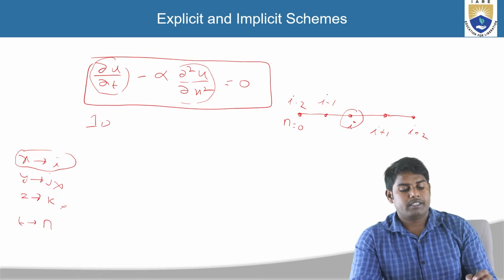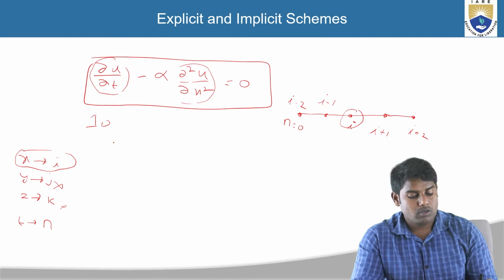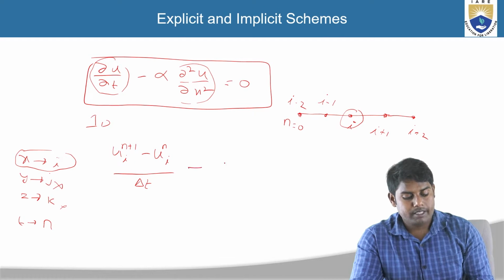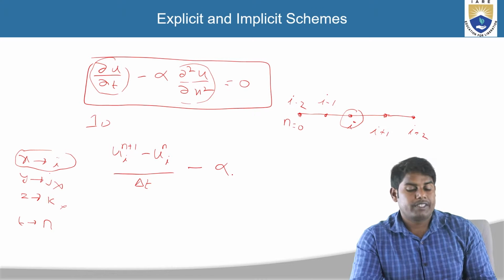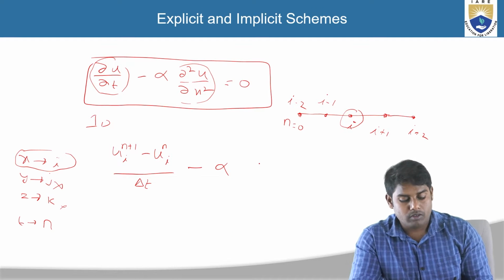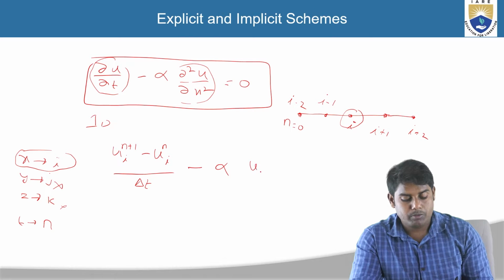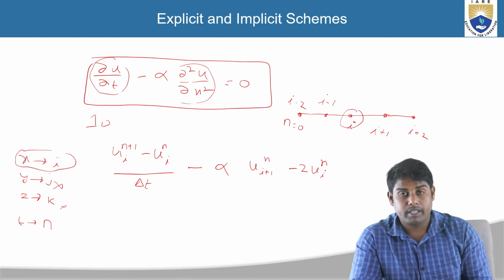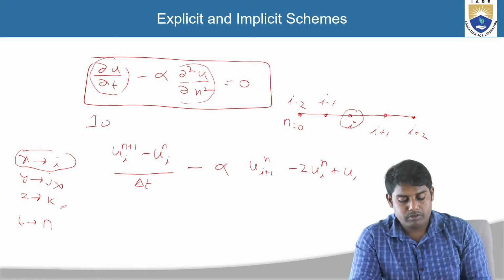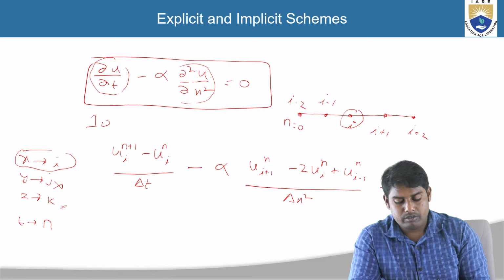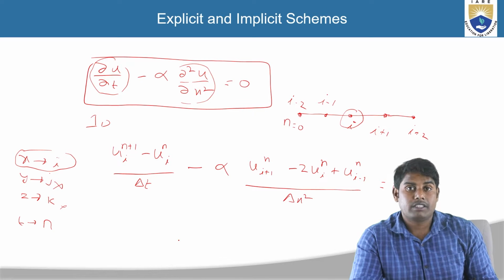So let's discretize these things. (u_i^(n+1) − u_i^n)/Δt − α (u_(i+1)^n − 2u_i^n + u_(i−1)^n)/Δx² = 0. Since this is a second order derivative, the formulation we already know. So these are the things which we have now.